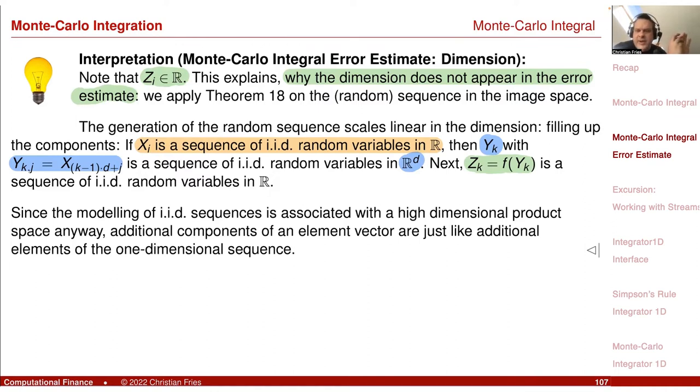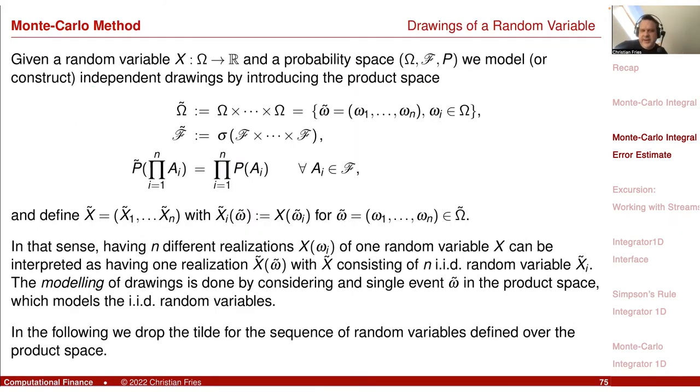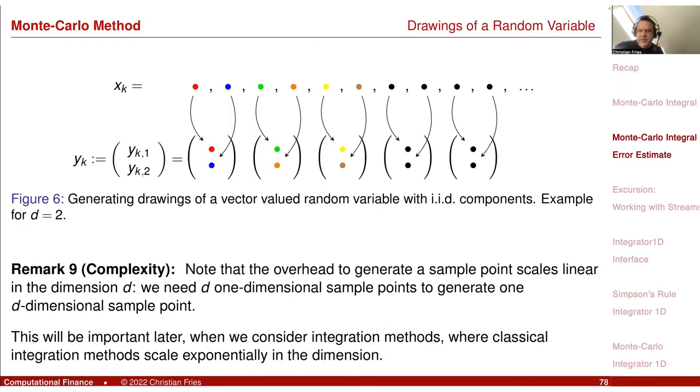And now remember how IID sequences are modeled. So you move to the product space. Maybe I go back to this slide for a second. So we had this little slide where I just recalled what a drawing is and how we model drawing as sequences of IID random variables. In order to model a random variable that is identically distributed, I need to introduce a larger space. And you already see that I move here to a higher dimensional space, to the product space, in order to create this sequence of IID random variables. Then we had this other remark that we create from a one-dimensional sequence a d-dimensional sequence by filling the components.